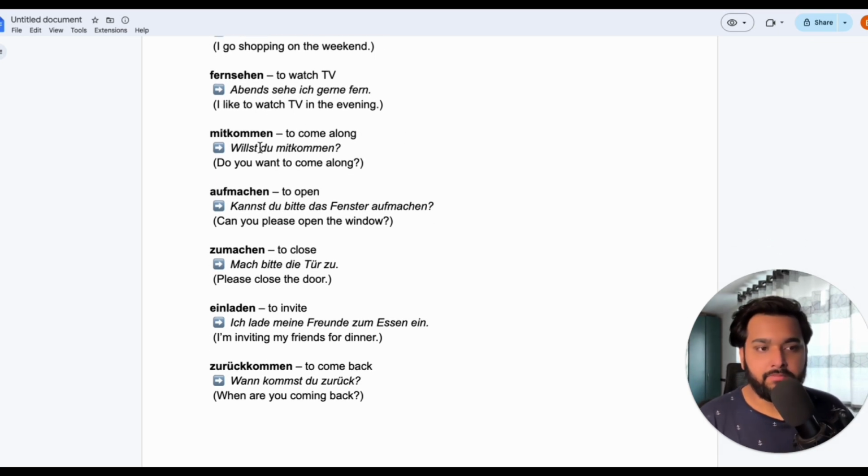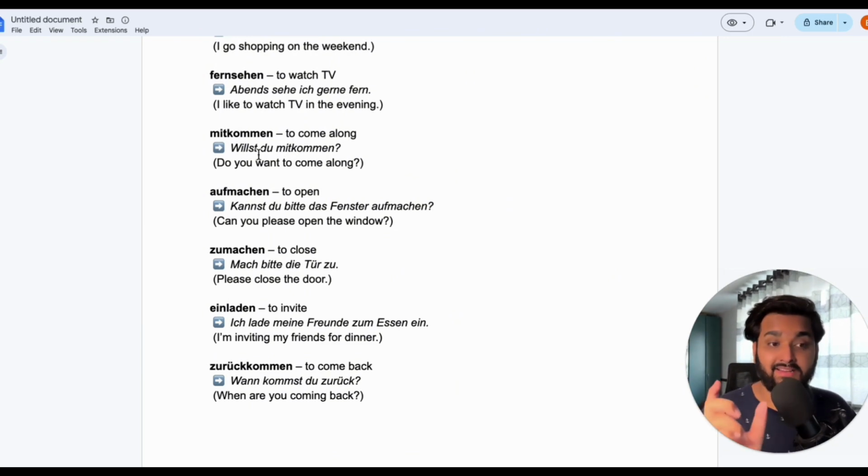Next we have mitkommen, to come along. Willst du mitkommen? In this case we have an exception. We can see the main verb mitkommen is written together with the prefix instead of being split. The reason is that we have already used a modal verb. If you use a modal verb like müssen, wollen, können, sollen, and so on, then you write the entire separable verb together. You don't have to split it or take the prefix to the end. So that means, do you want to come along? Willst du mitkommen?